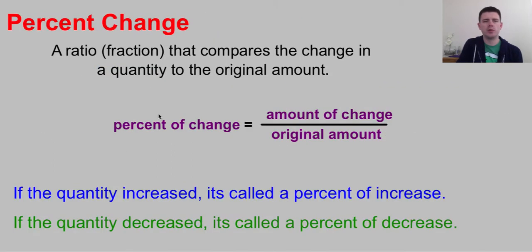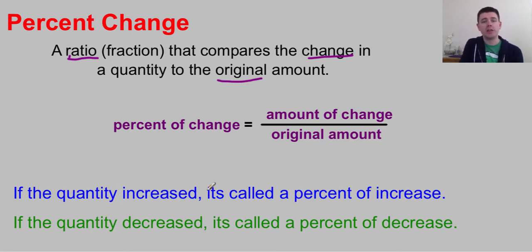Oh, a little too quick there. So, quick vocabulary, and then we'll get started here. The percent of change is a ratio, remember that's a fraction, that compares the change in a quantity to the original amount. So the change to the original. So this is how we show it down here. To calculate the percent of change, we're just going to write a ratio: the amount of change over the original amount. Basically, we're just going to divide to turn that into a percent.